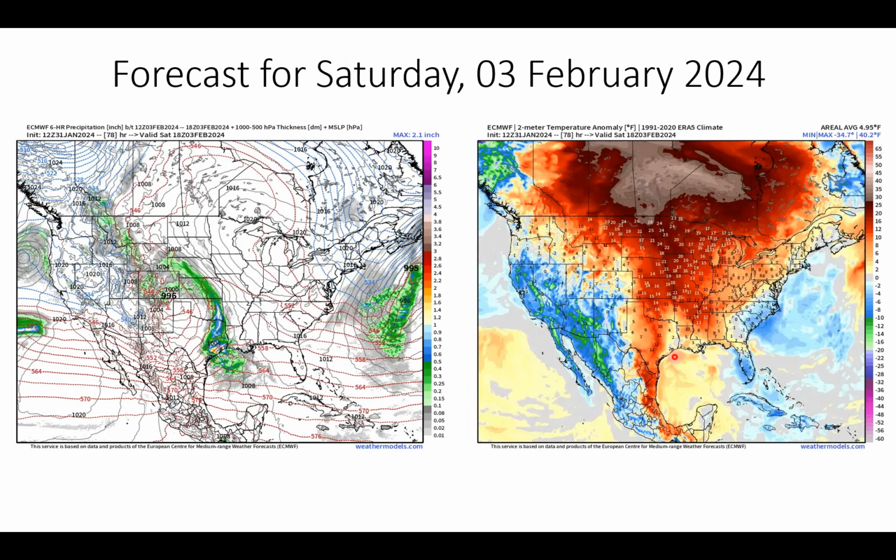Looking at the forecast for Saturday, the 3rd of February, 2024, what does the upcoming weekend hold? We see an area of low pressure now at 996 millibars situated over northeastern New Mexico. We see some precipitation extending from western Nebraska, central and eastern Kansas, down to eastern Oklahoma and eastern Texas for Saturday, the 3rd of February. So it'll be a little bit wet in eastern Texas for your Saturday to kick off the weekend.